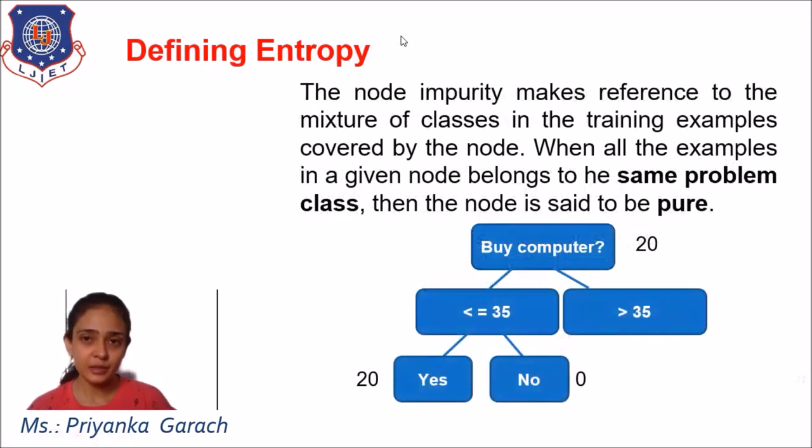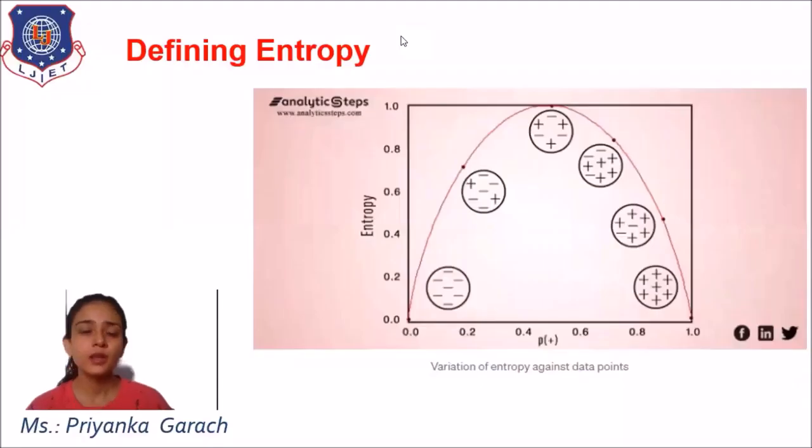So let's understand that particular graph. Over here my graph is there. You can visualize that on my y-axis it is showing entropy, and on the x-axis I have some value of P. Then you can visualize that at the left hand side, all the negative class labels are there, that is the minus sign. At the right hand side I have all the positive class labels.